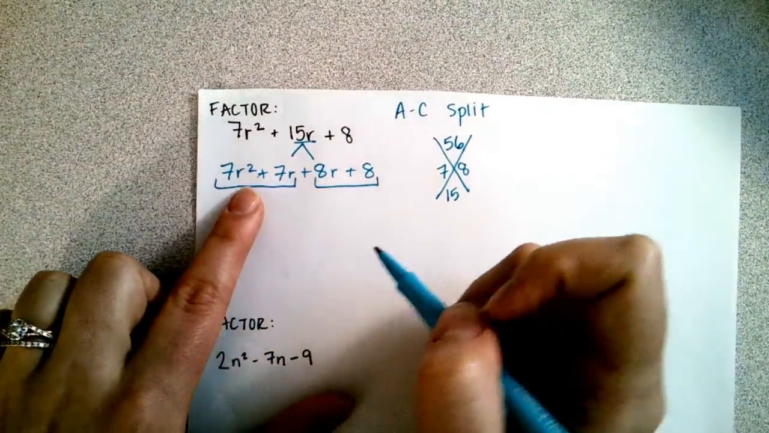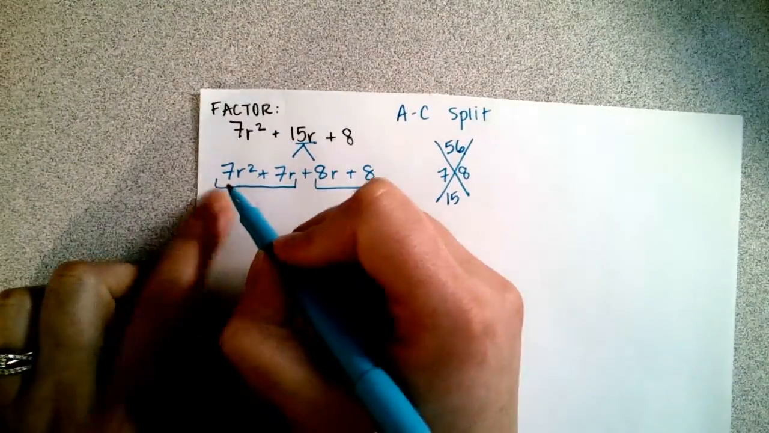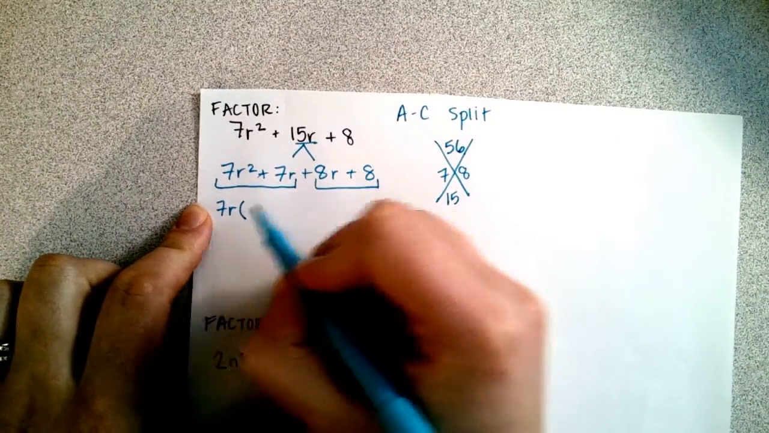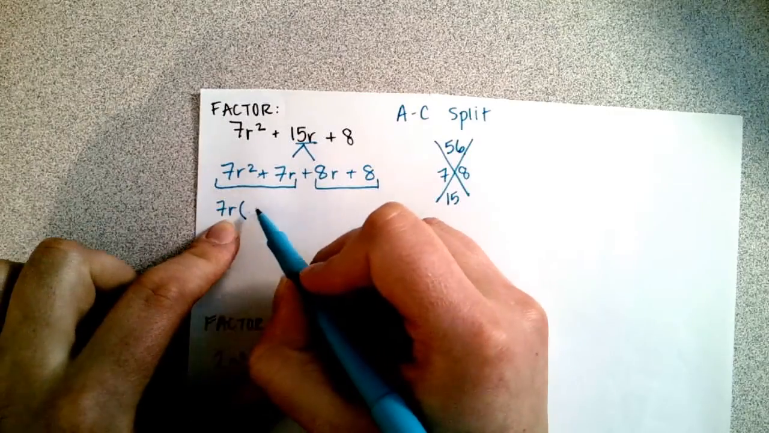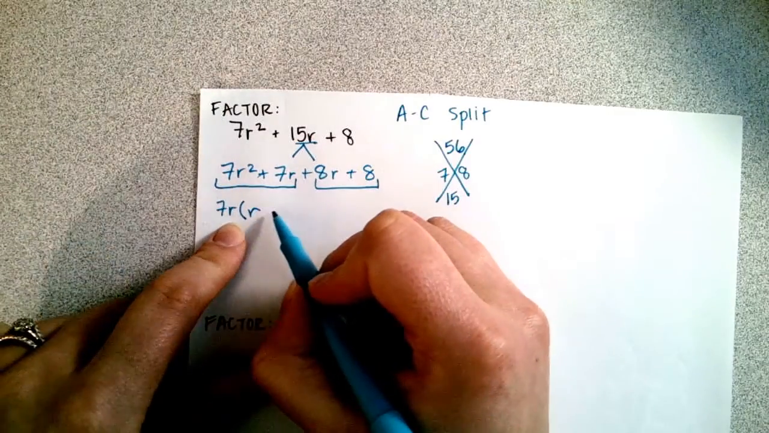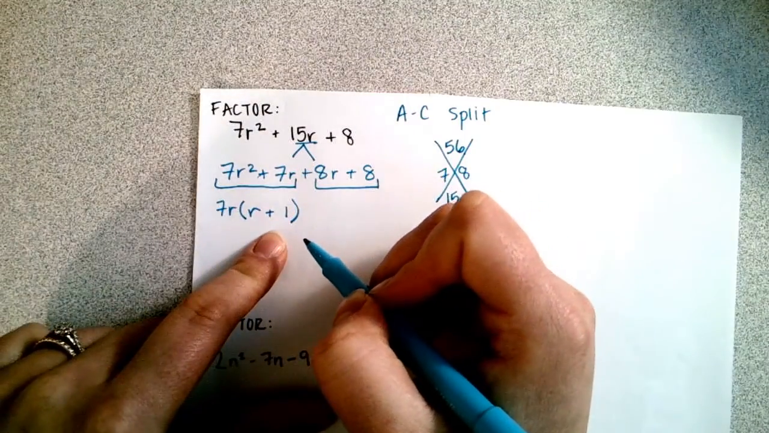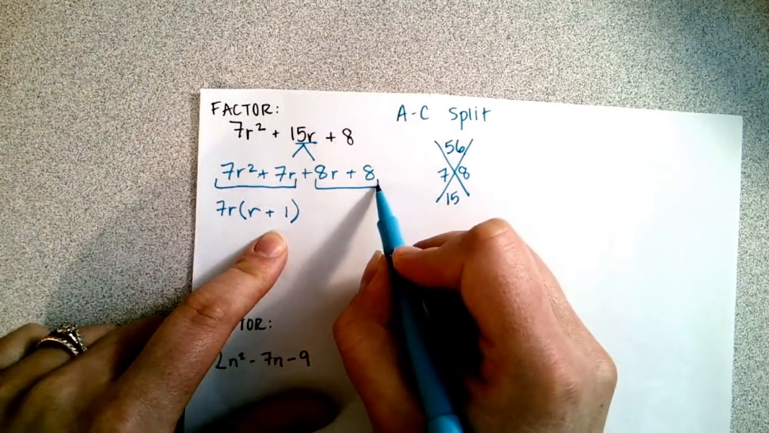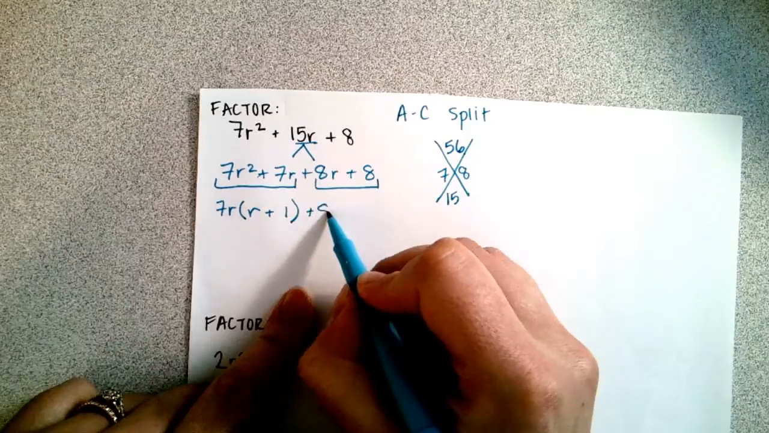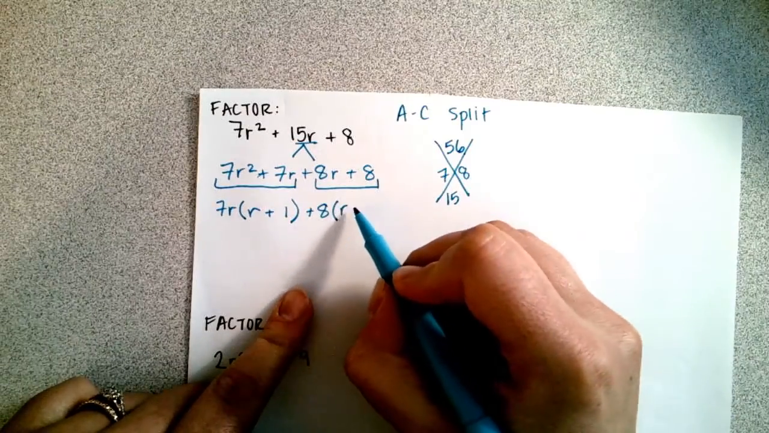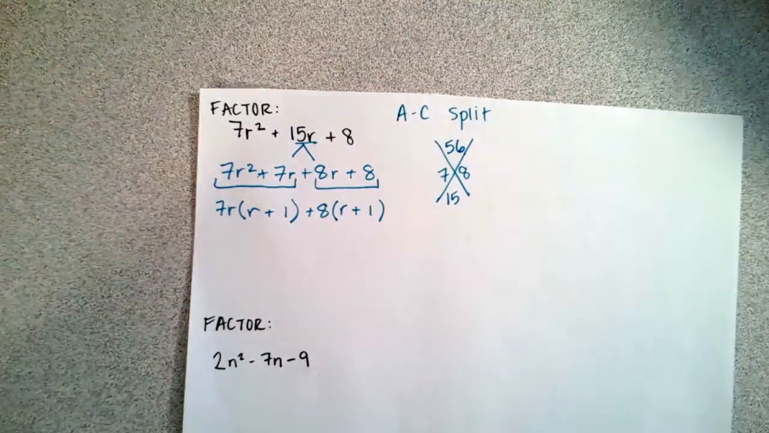So in this first group, we factor out our greatest common factor, which is 7r. And 7r times r would give us 7r squared. 7r times 1 would give us 7r. And then we do the same thing in the second group. Our greatest common factor is 8. And in the parentheses, again, we're left with r plus 1.